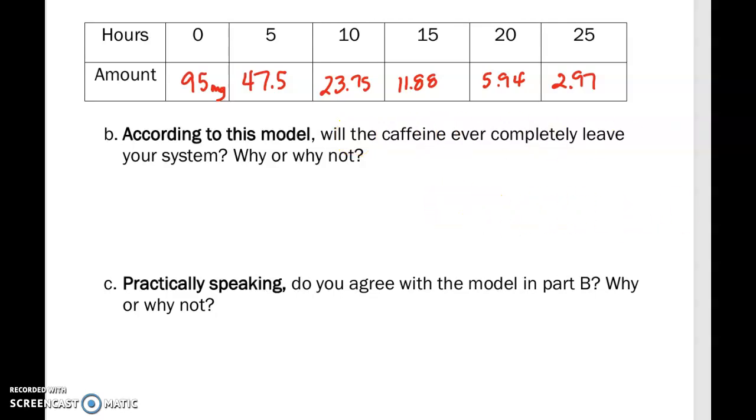And it says, according to this model, will the caffeine ever completely leave your system? And according to this model, it wouldn't. It cuts the number in half every 5 hours, but it will never end up getting to 0 exactly. It'll get very close to 0. And is this what happens in real life? Well, it's pretty accurate for the first half, but the body eventually does get rid of that caffeine.